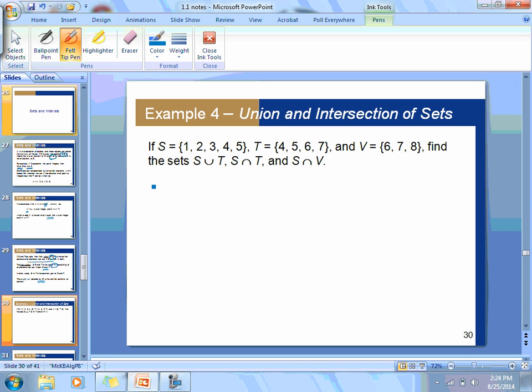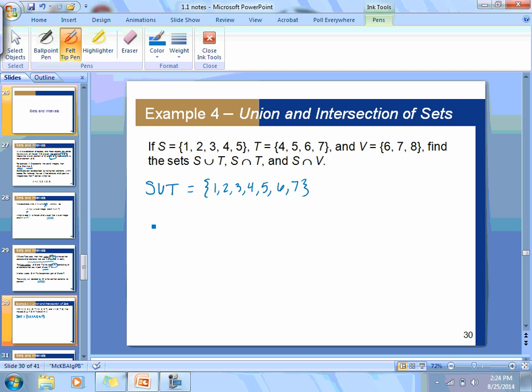So our first one here is S union T. So we want to find what is in the union of S and T. And remember, that's what S and T have all together. We want to include everything in S and everything in T. Now there is some overlapping. S and T both have a 4 and a 5, so I'm not going to count them twice. I'm just going to list them once. So we'll have 1, 2, 3, 4, 5, and then 6 and 7. So that is everything that is in set S and set T. That's what a union is.